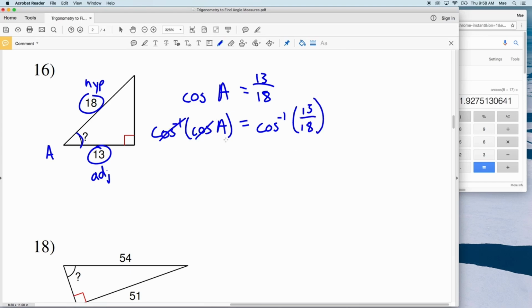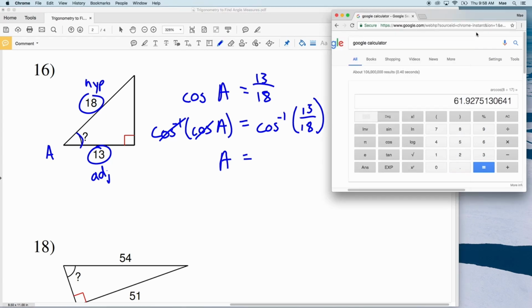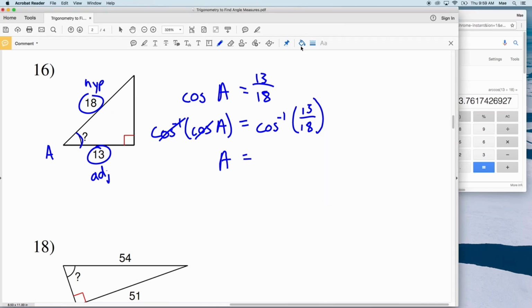The inverse cosine of both sides will get A on the left, and the inverse cosine of 13 over 18 is going to give us 43.7, which rounds to 44 degrees. So the measure of angle A is equal to 44 degrees.